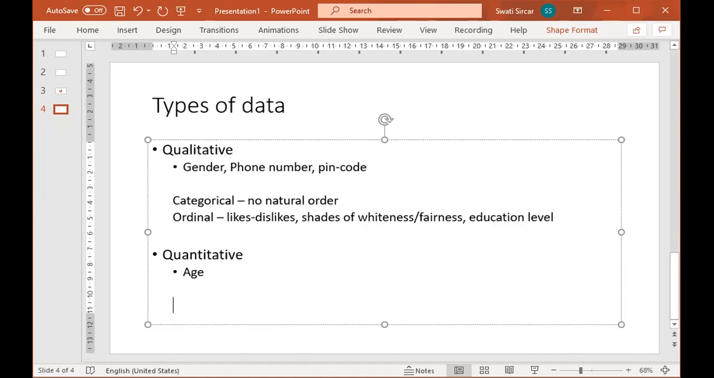In category, you are not measuring or counting. You are more choosing.